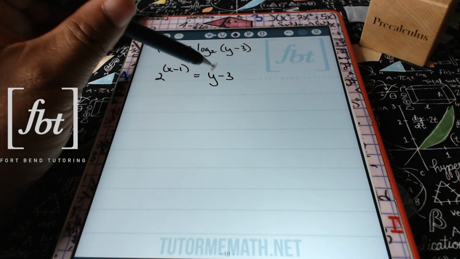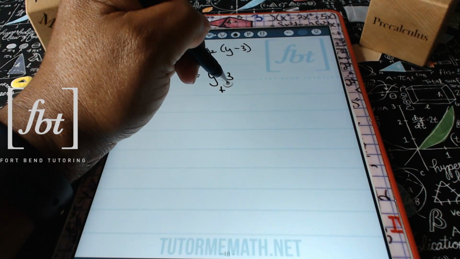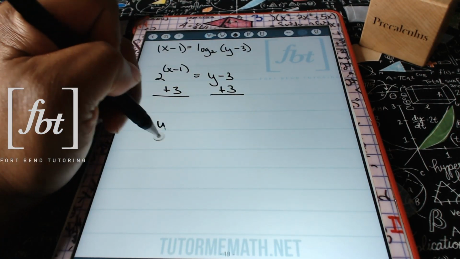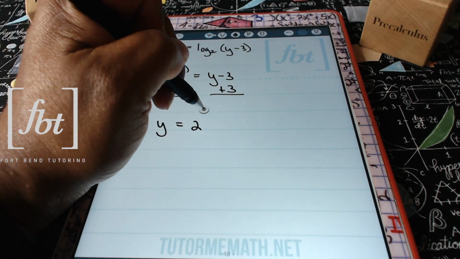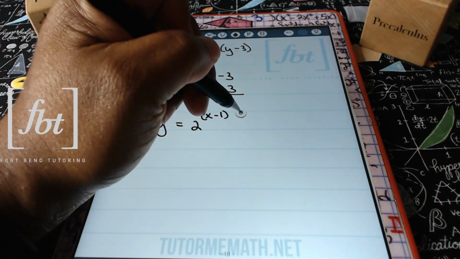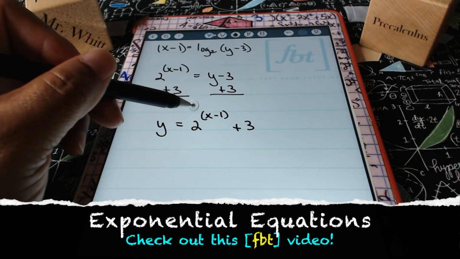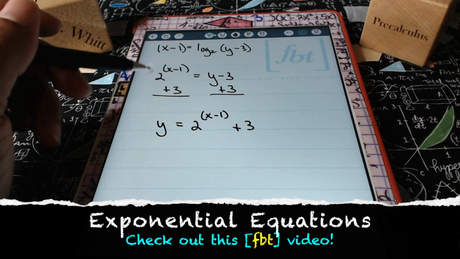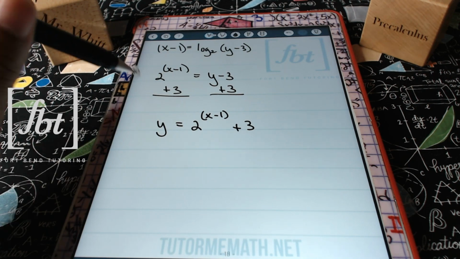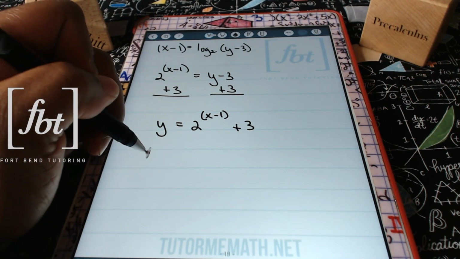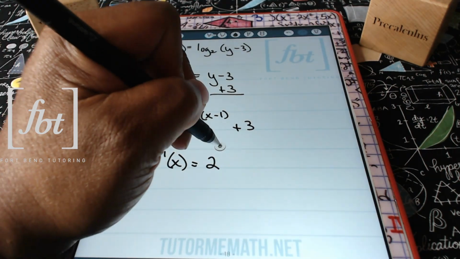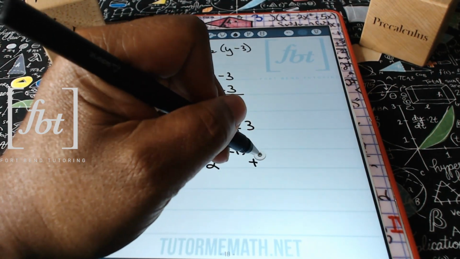Now we still want to solve for y, right? So we're going to be adding 3 to both sides of the equation. And so that means we can say that y equals 2 to the x minus 1, plus 3. And this exponential equation is going to be the inverse of our original logarithmic equation. Recall that you'll still need to convert this into function notation. So we'll have f to the negative 1 of x equals 2 to the x minus 1, plus 3.